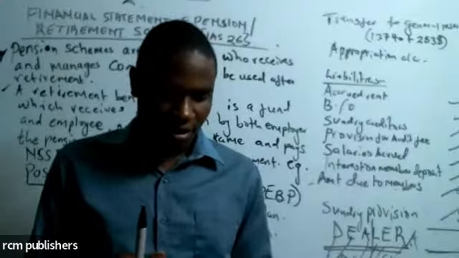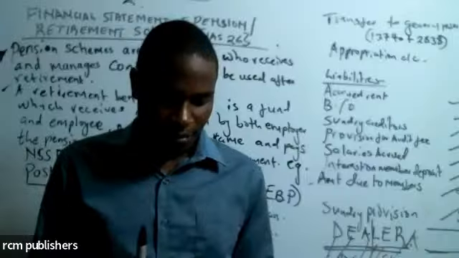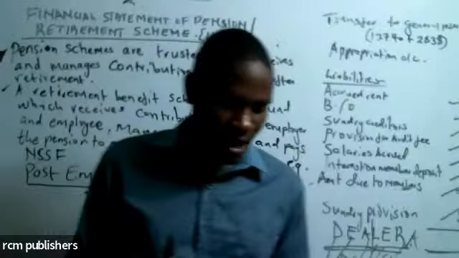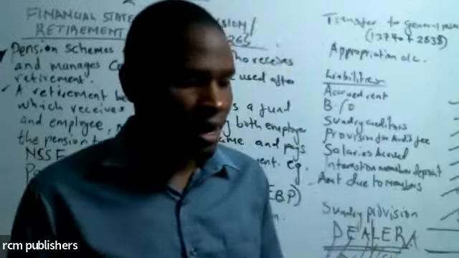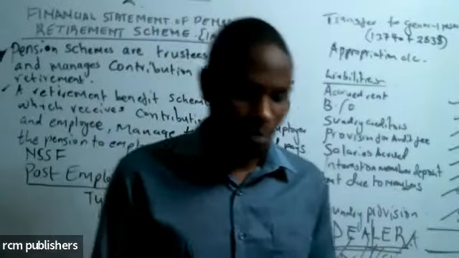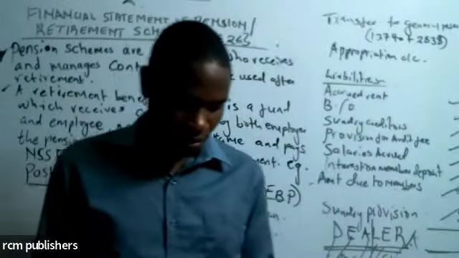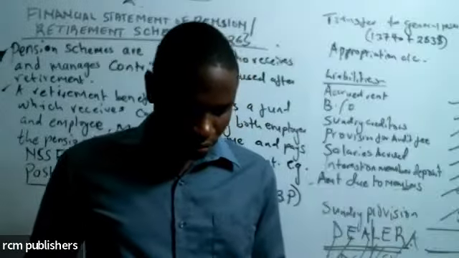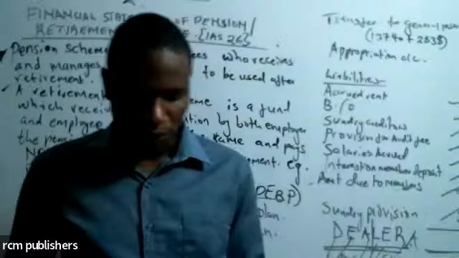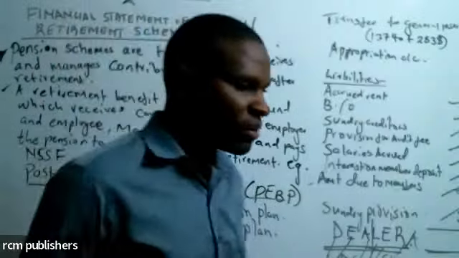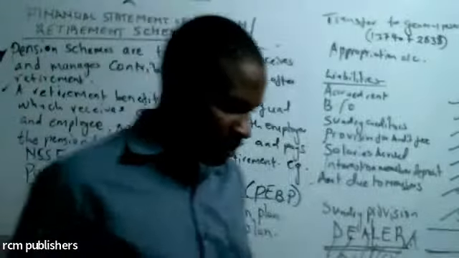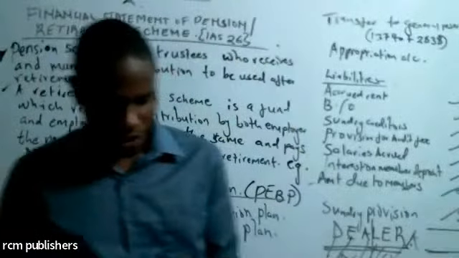So you say that under the defined benefit plan, the pension the employee receives upon retirement is defined, i.e. it is known. The pension that you receive is known. And then we say that they usually prepare some financial statements.